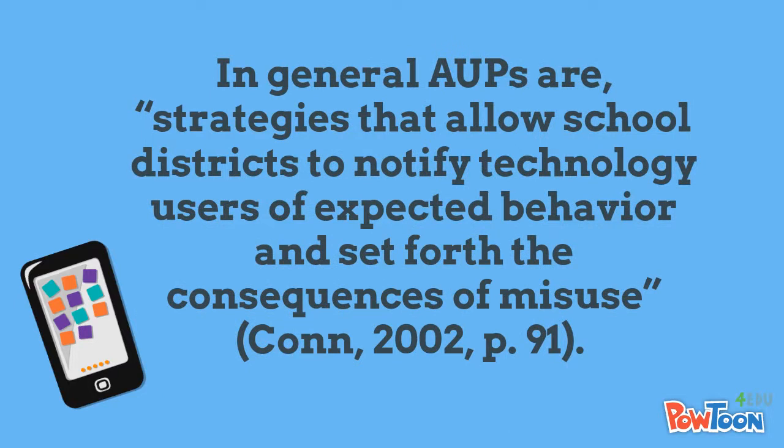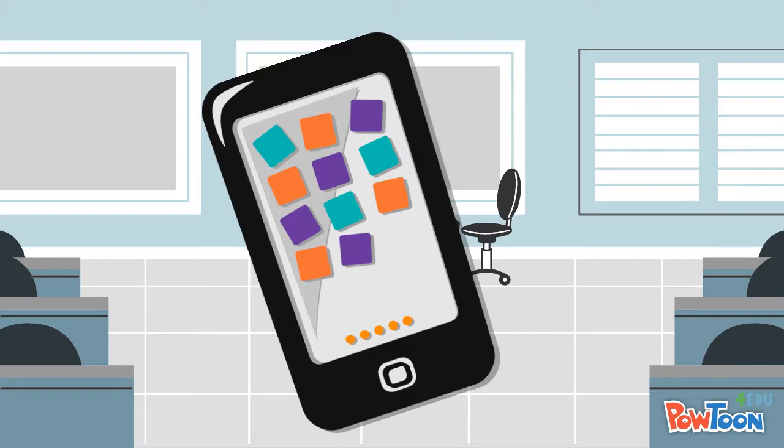In general, acceptable use policies are strategies that allow school districts to notify technology users of expected behavior and set forth the consequence of misuse. Kramer and Hayes 2010 specifically say that schools' acceptable use policies represent the current legal basis and historical precedents that define the climate of mobile phone and social media use in classrooms.